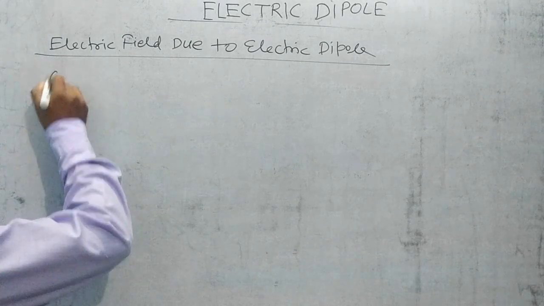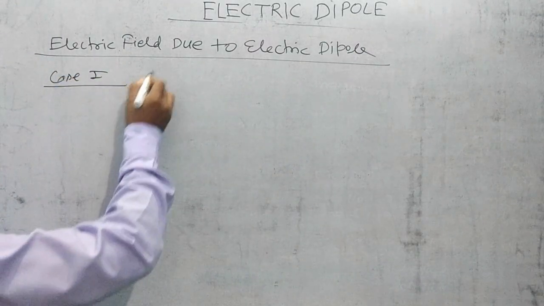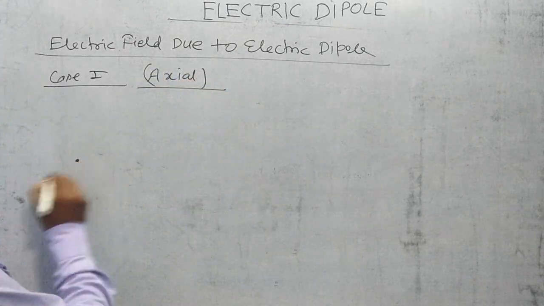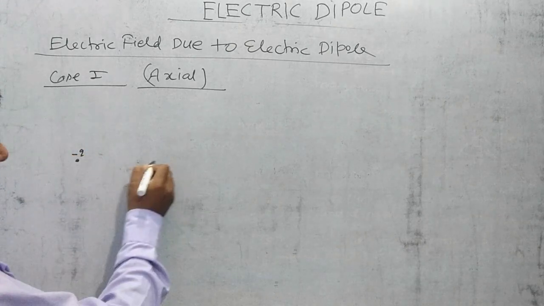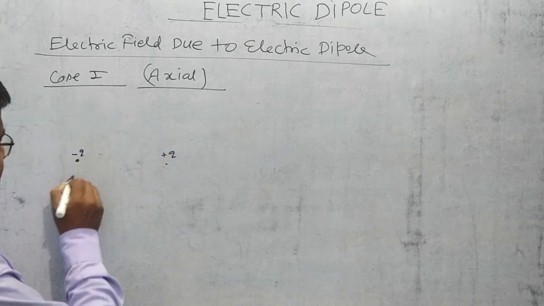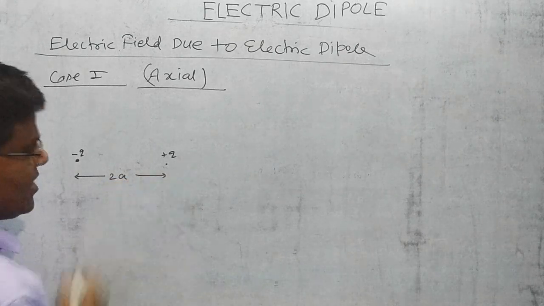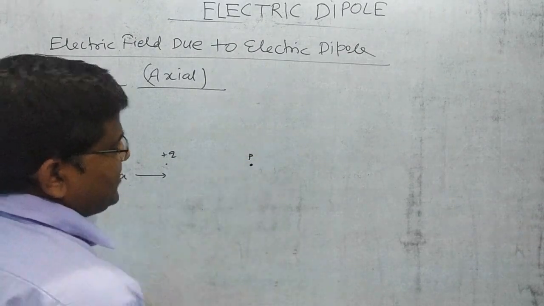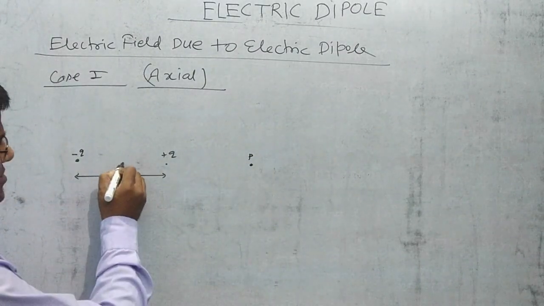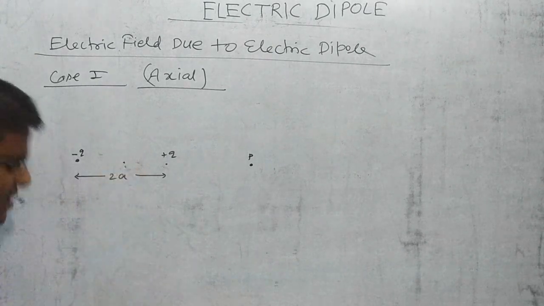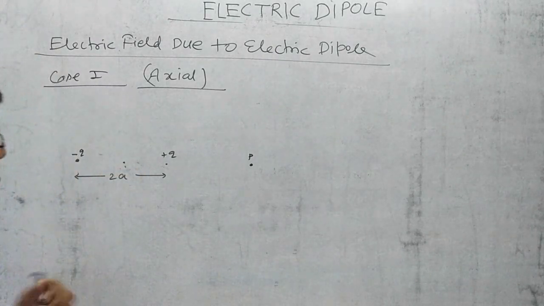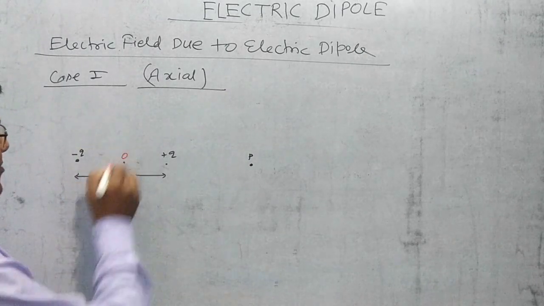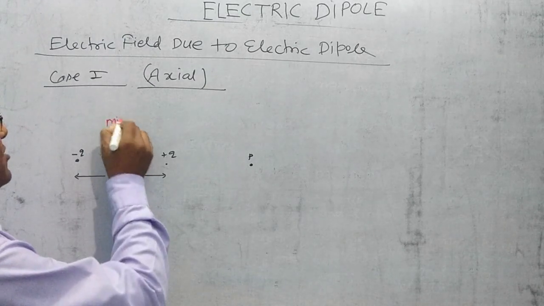It has two cases. Case 1 is called axial. A charge minus q is placed here, this is the plus q, and the distance between these two is 2a. We have to find the electric field at this point P. As convention, we consider the 2a distance, and this is the point O, the midpoint of the dipole.